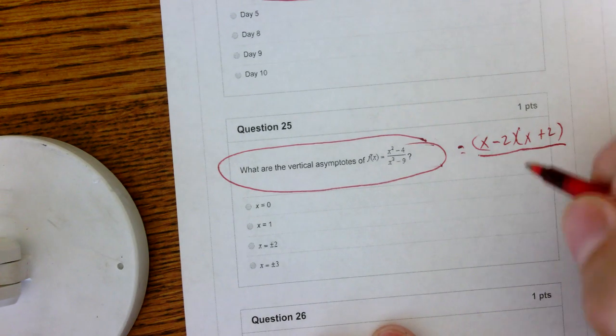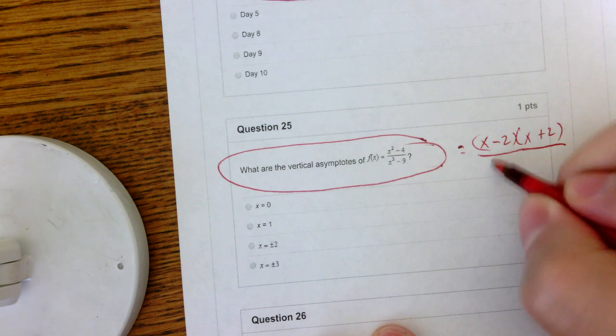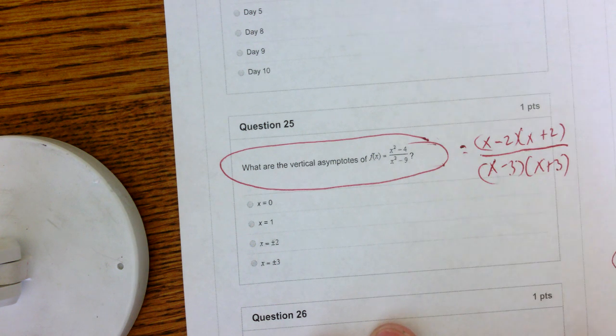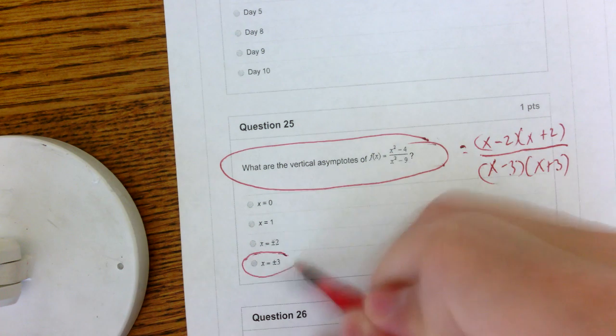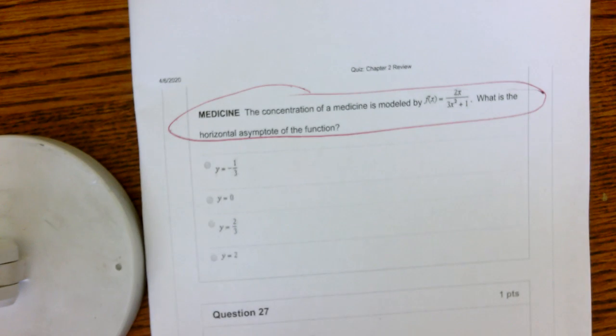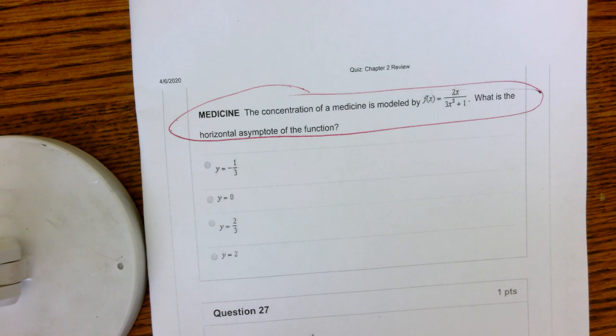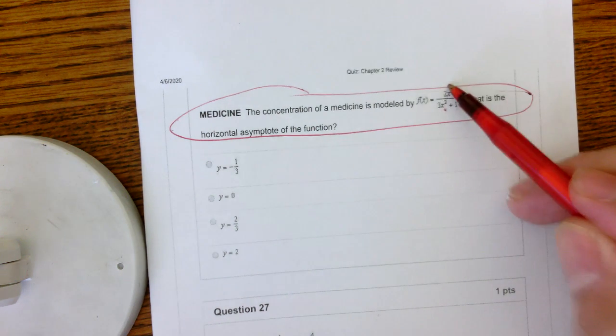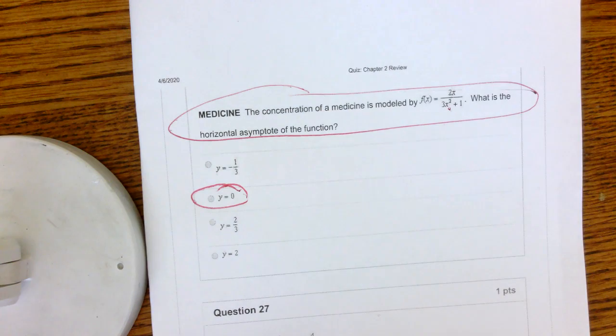What are the vertical asymptotes of f of x? Well, you factor the numerator and denominator. It's important to factor the numerator too, just in case it is not a whole, which means a removable discontinuity. So you can see here that nothing crossed out, so there is not a removable discontinuity. Those are infinite discontinuities. So it's going to be at 3 and negative 3. The concentration of medicine is modeled by that equation. What is the horizontal asymptote? Again, if the degree is larger on the bottom than the numerator, then y equals 0 is the horizontal asymptote.